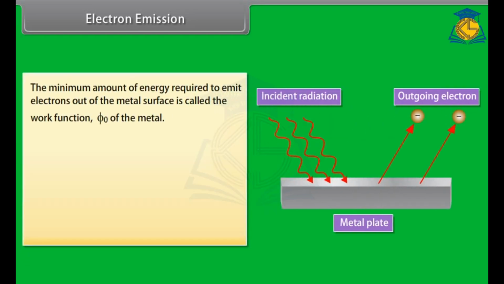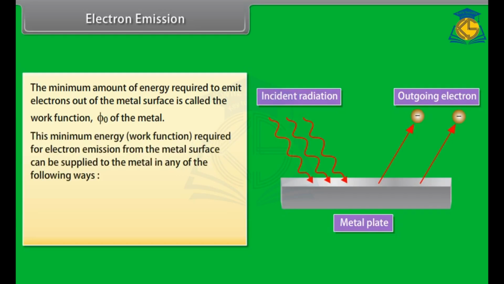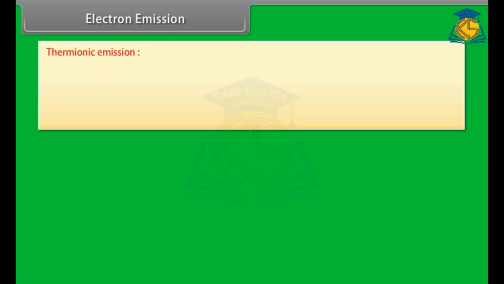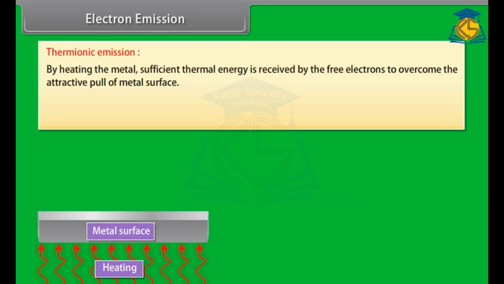The minimum amount of energy required to emit electrons out of the metal surface is called the work function, phi0, of the metal. This minimum energy, the work function, required for electron emission from the metal surface can be supplied to the metal in any of the following ways. Field emission. Electron can be made to leave the metal surface by applying strong electric field. Thermionic emission. By heating the metal, sufficient thermal energy is received by the free electrons to overcome the attractive pull of metal surface.